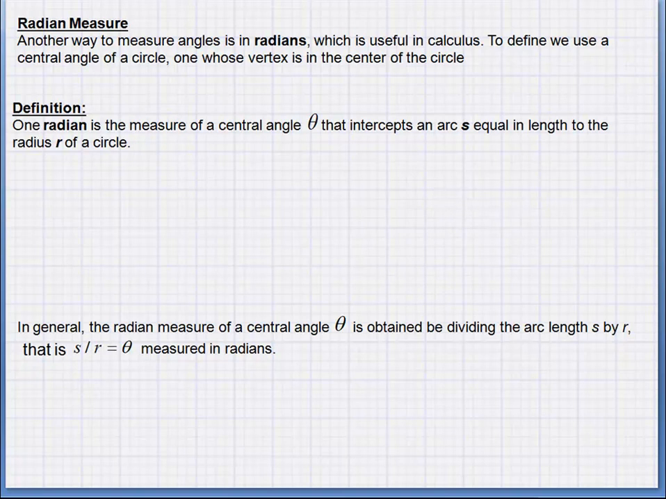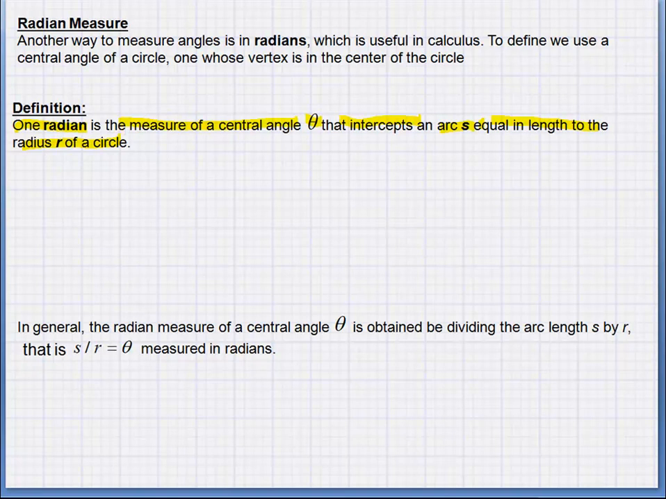But radians is another method of measuring a rotation of an angle. In terms of the definition, we look at the central angle of a circle, which is essentially an angle that rotates around the circle. The definition of a radian is the measure of the central angle, say theta, that intercepts an arc s equal to the length of the radius r of the circle. Now that probably makes no sense, and that's fine. If I draw a little picture, I think it'll make more sense to you.